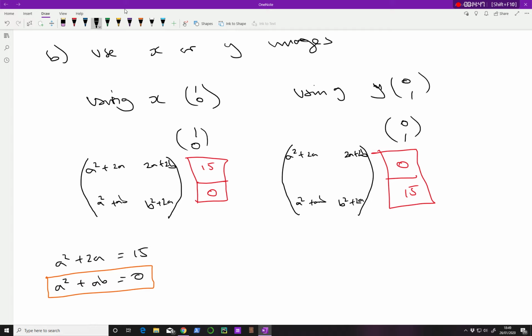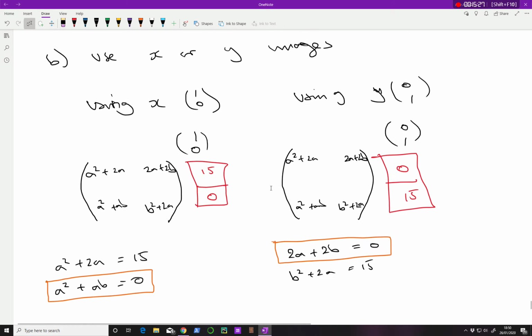And the matrix algebra to get this is going to give me 2a plus 2b equals 0. And then down here, it's going to give me b squared plus 2a equals 15. Because again, a squared plus ab times 0 is just 0. We don't care about it. And the one that equals 0, I'm going to highlight that again, or box that again in orange, because we can use that later on.